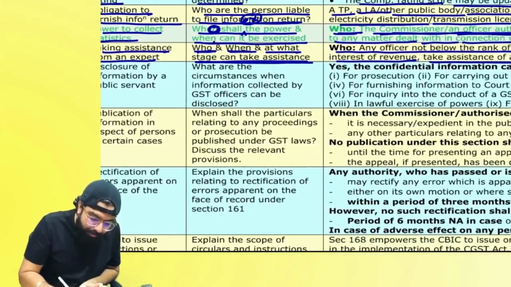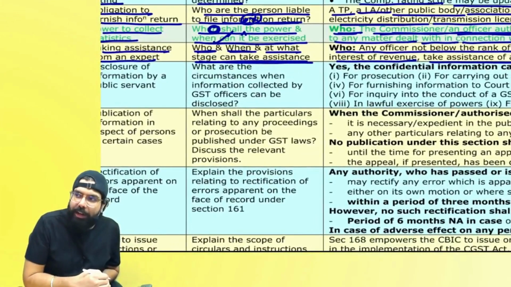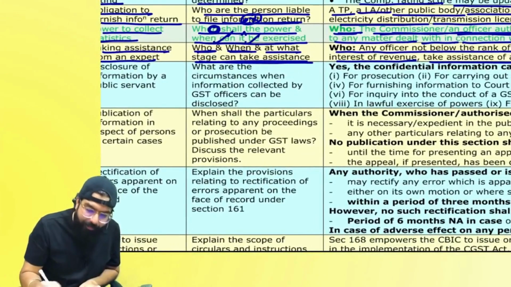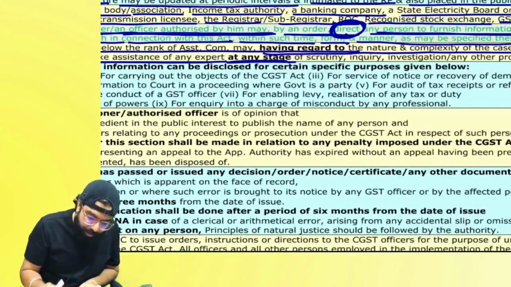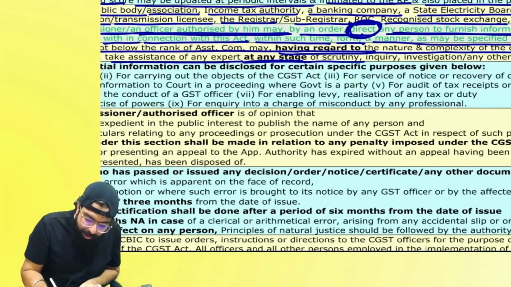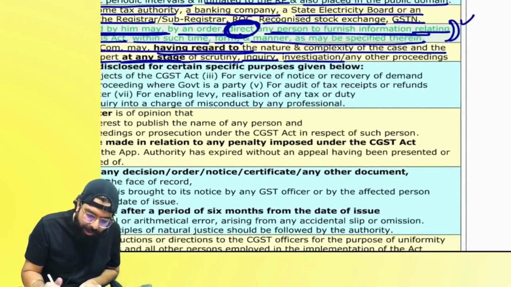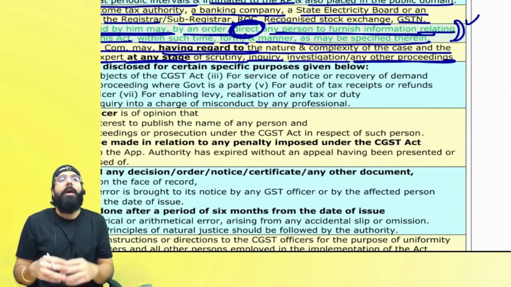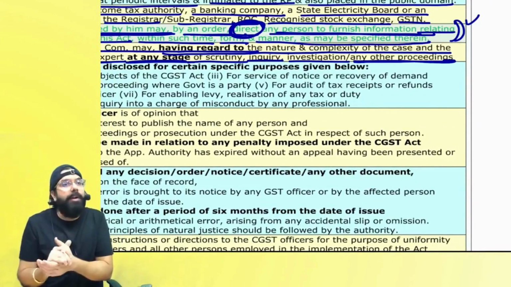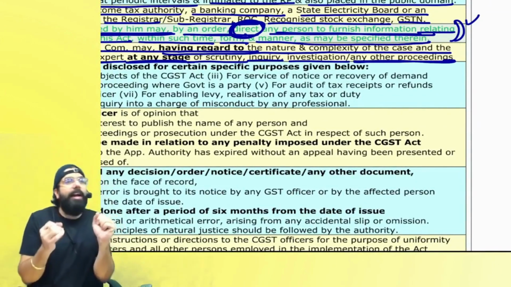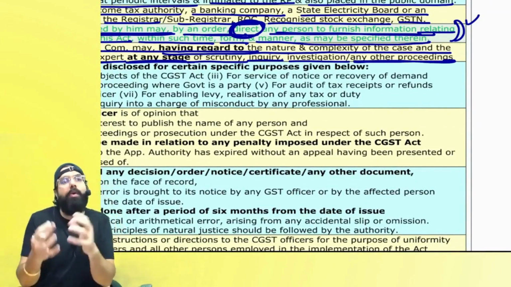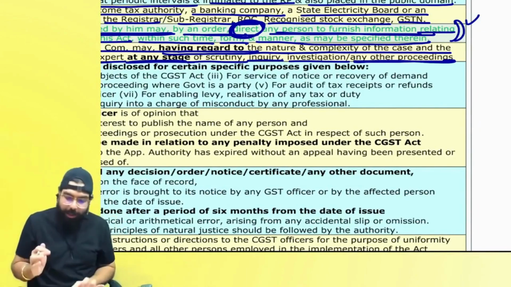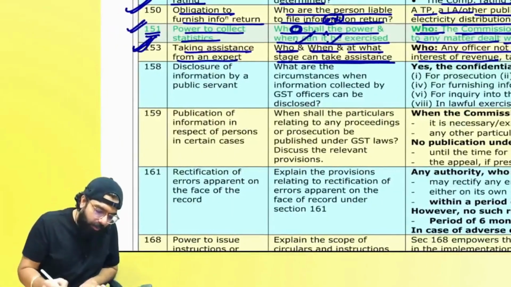See, who can take? Any officer of the rank of Assistant Commissioner or above. When? At any stage of scrutiny, inquiry, investigation or any other proceeding. If they feel they need an IT expert's help, a CA's help, a CS's help, a CMA's help, they can take the help of any expert. Who has allowed them? Section number 153.